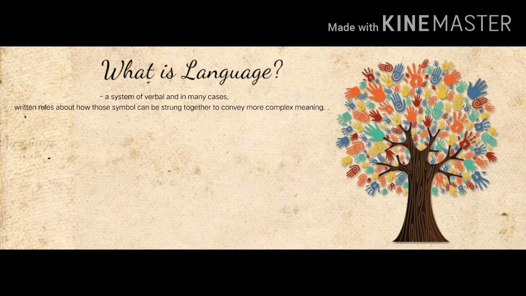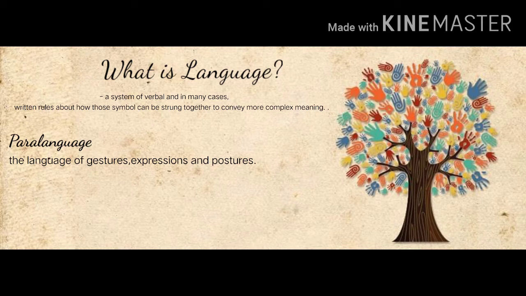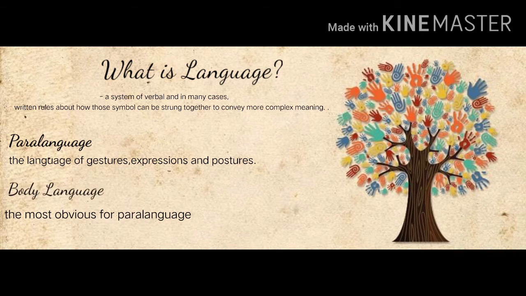Under language we have the paralanguage. Paralanguage is the language of gestures, expressions, and postures. When we say paralanguage, it is an area of nonverbal communication that emphasizes body language, such as expressing thoughts and feelings. Paralanguage can be expressed consciously and unconsciously, and it includes the pitch, volume, and intonation of speech. While body language is the most obvious form of paralanguage.